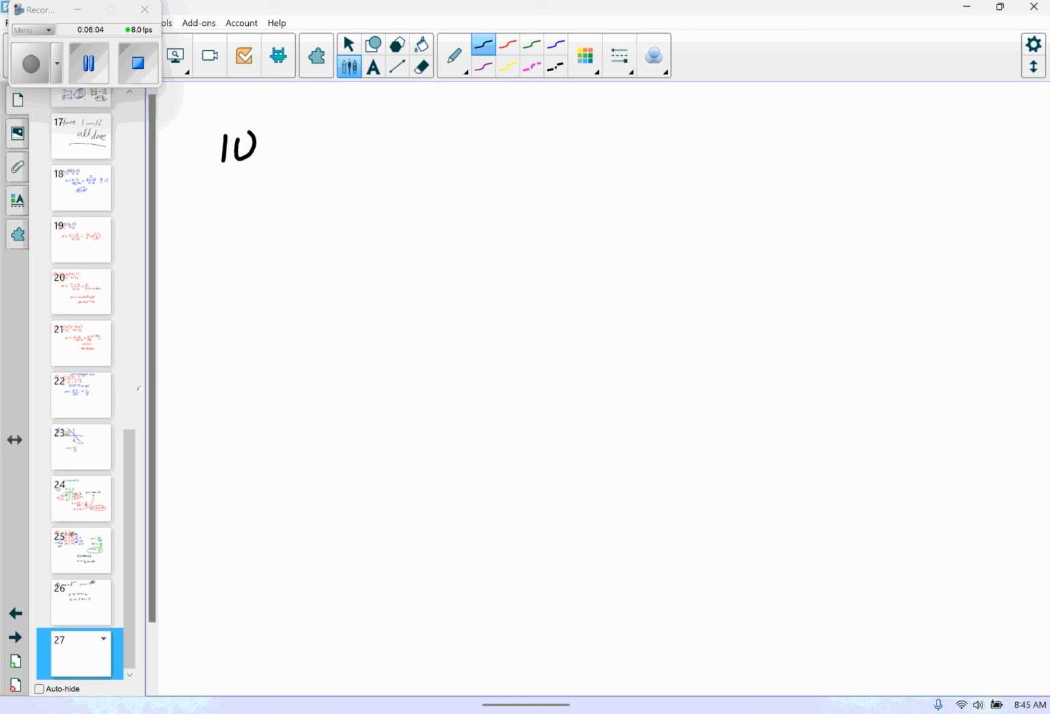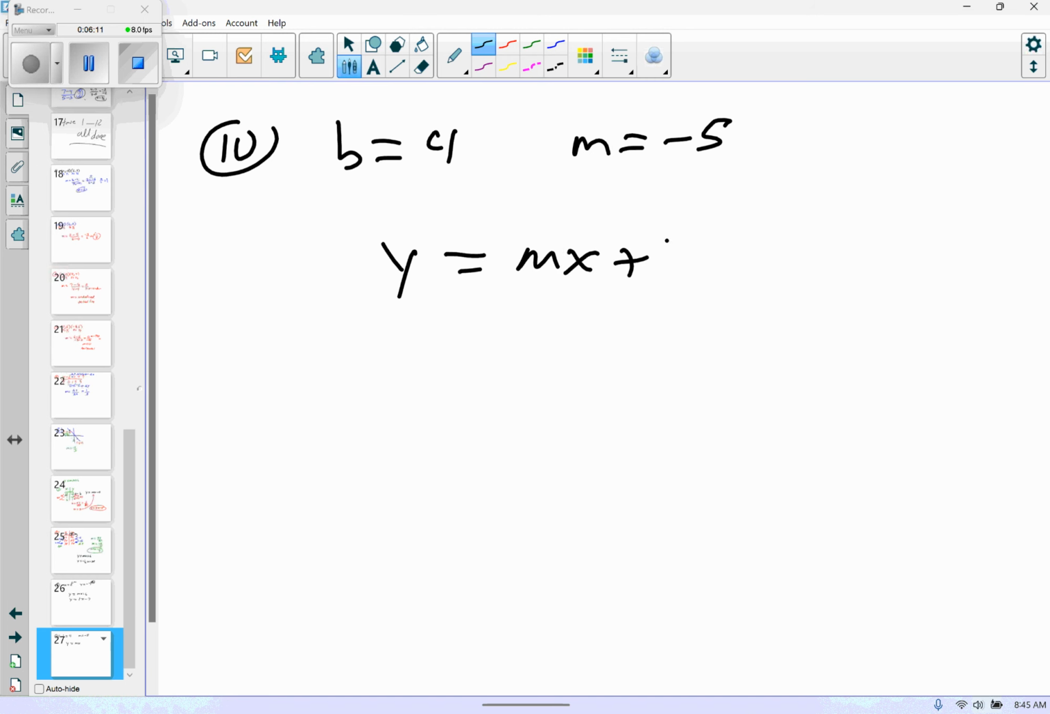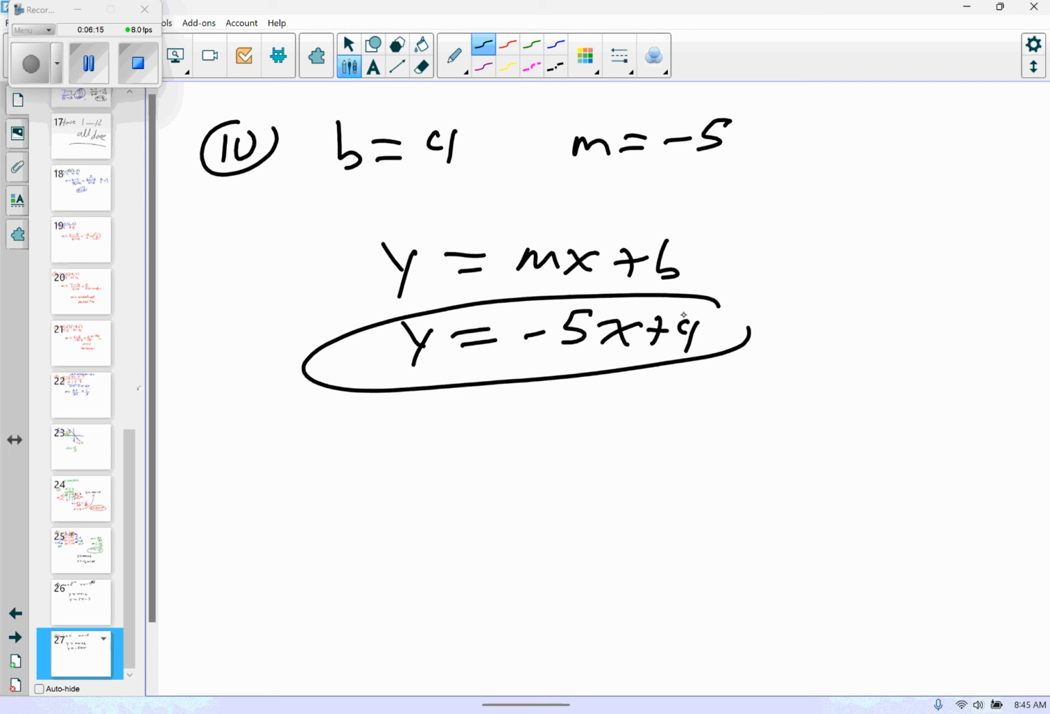Number 10, they gave us the b value. There's our y-intercept, and the m value. So directly plug those into this equation, and you're going to get it to work out nicely. There's my equation. There's not a lot of work to do with those.